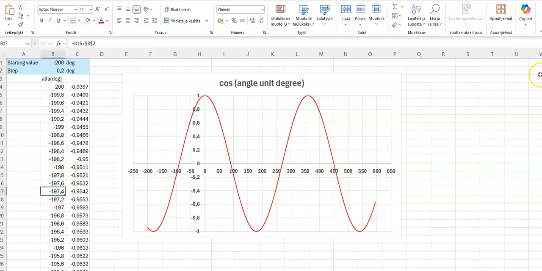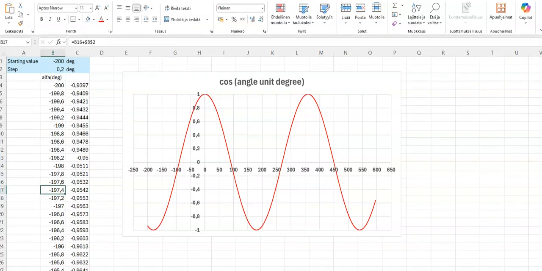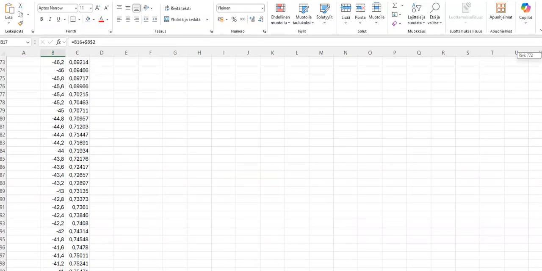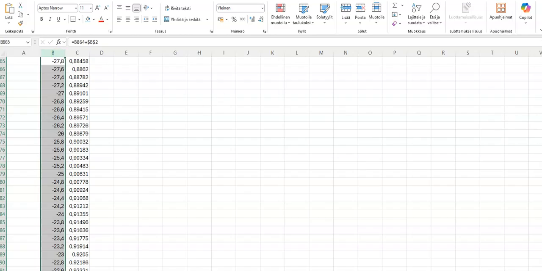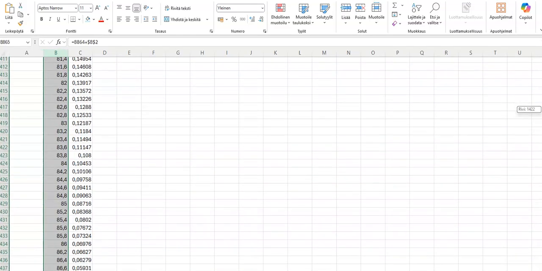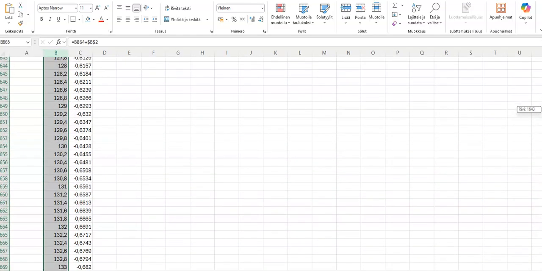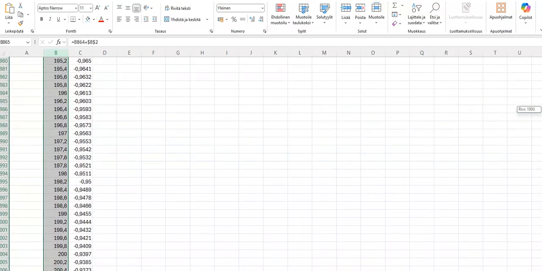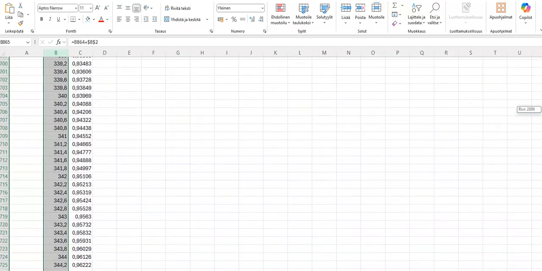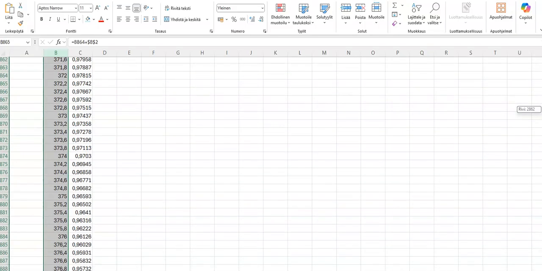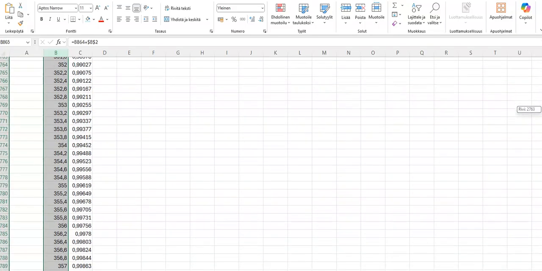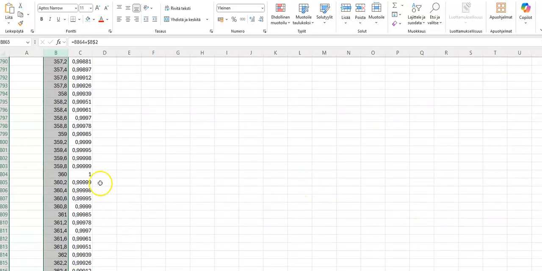We can also watch the values from the table. This is the angle column, and if we get to the angle of 360 degrees, we can see, where is it? Here we can see that at 360 degrees the cosine gets the value of 1.